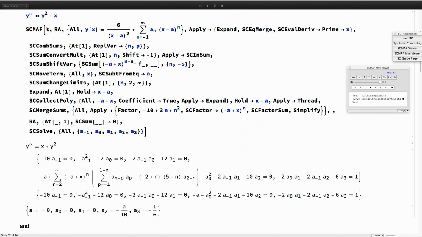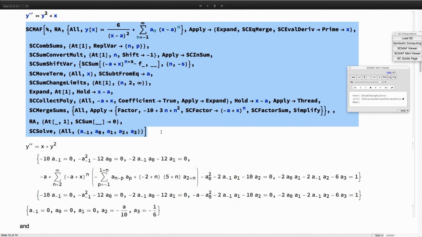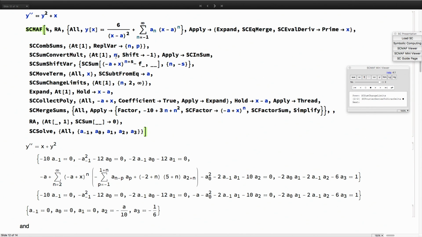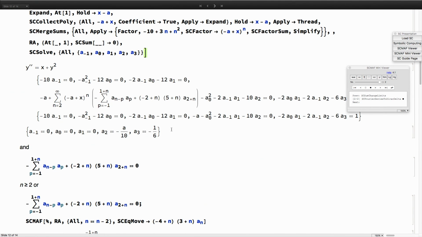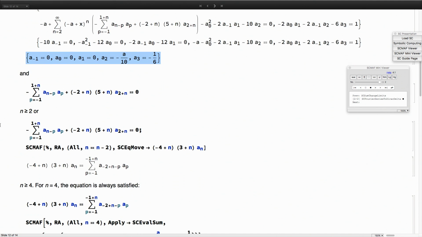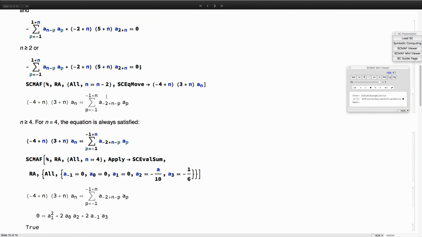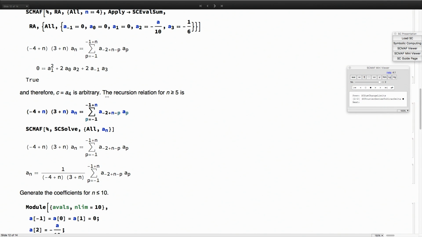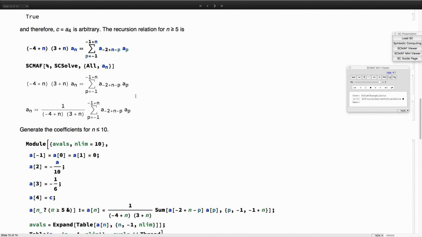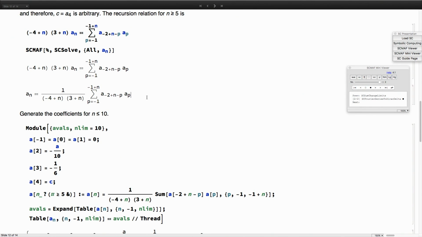And this is a fairly complicated code for manipulation of this differential equation. Well, I'm not going to go through all this, but eventually I end up with the solutions for the a coefficients up to n equals 3. And the recursion relation is given by this. And then, okay, the recursion relation for n larger than or equal to 5 is given by this.